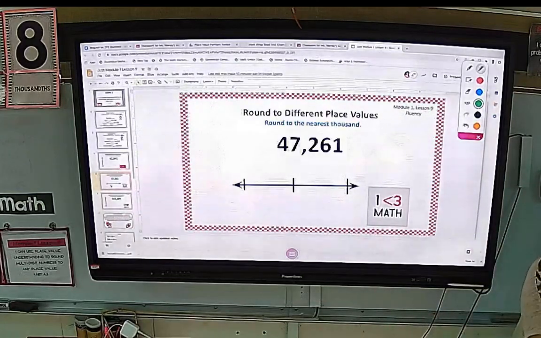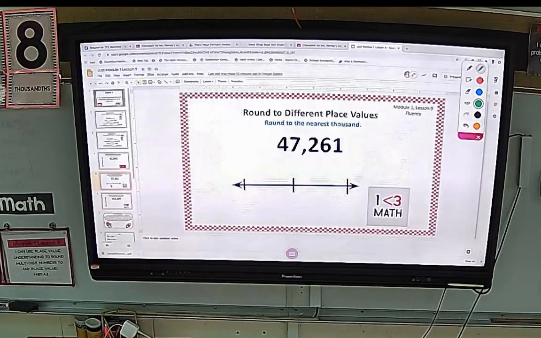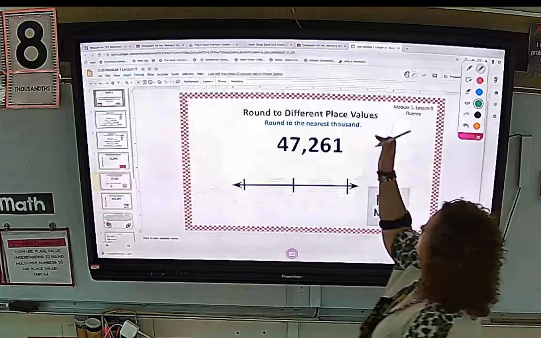All right, before we start this one, somebody help us with the directions or the question. We could call it either one this time because they're about the same thing. Yes? It says round to the nearest 1,000. Okay.